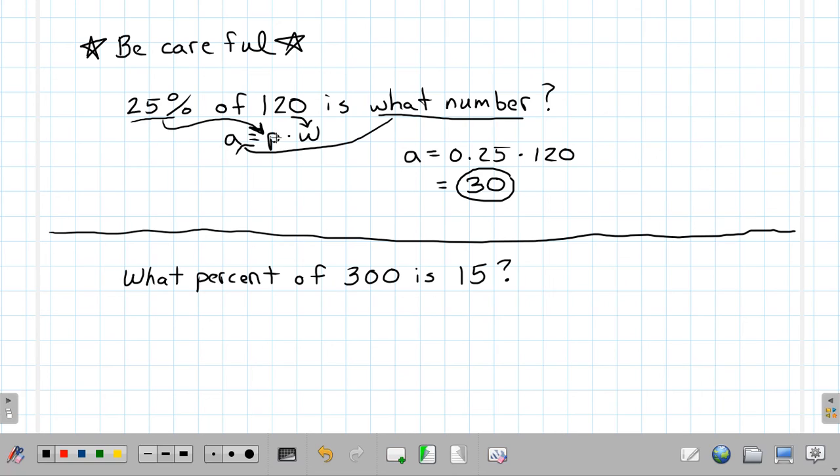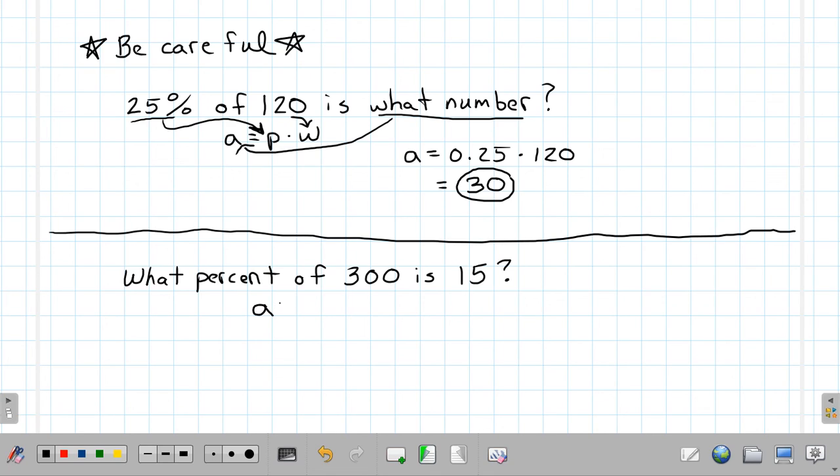The percentage always has to be P. The percentage is always of the whole. So of 120, that's the whole. And then "what number" is going to be A. We see the same thing happen when we look at this one. What percent of 300 is 15?